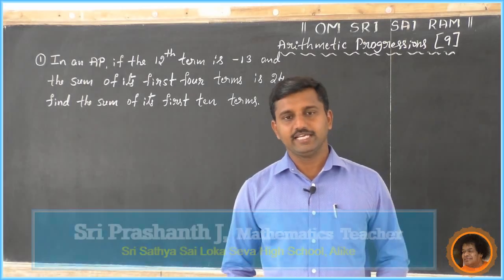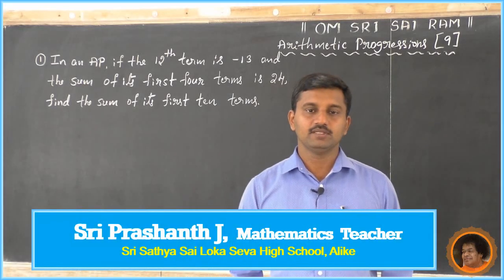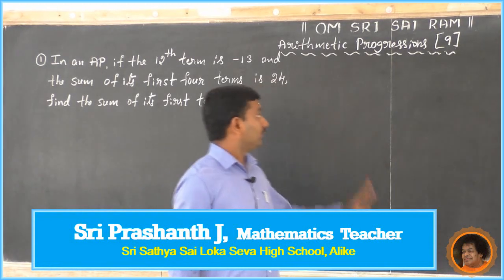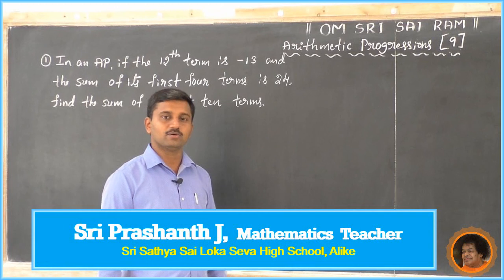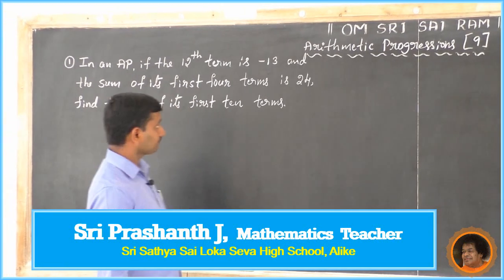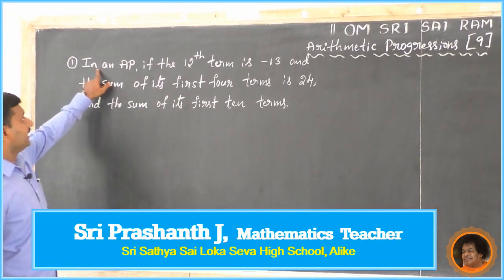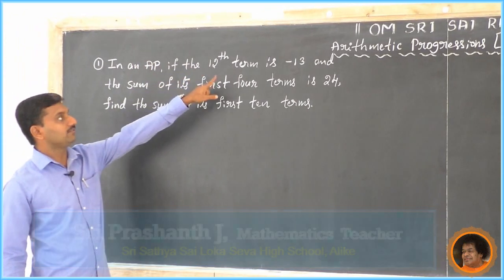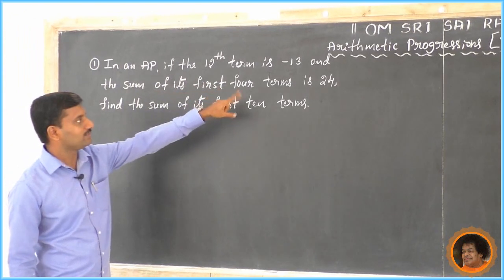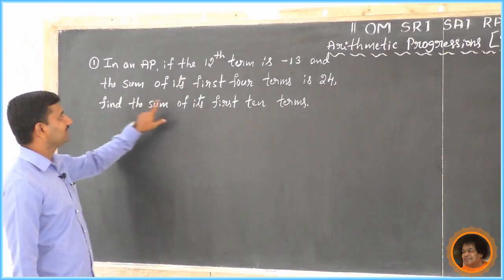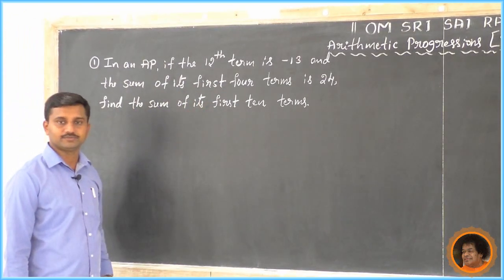Dear students, in the previous session we discussed some application type questions related to arithmetic progressions. So in this class also we are going to discuss some more application type questions. See the question. In an AP, if the 12th term is minus 13 and the sum of its first 4 terms is 24, find the sum of its first 10 terms.